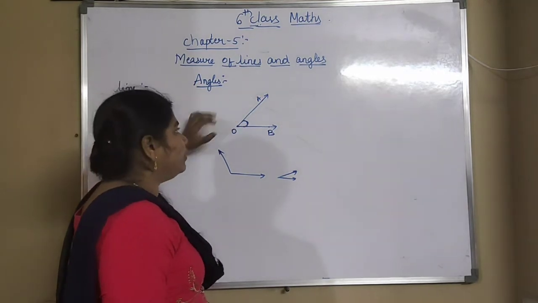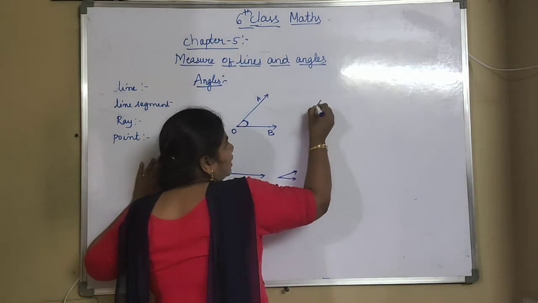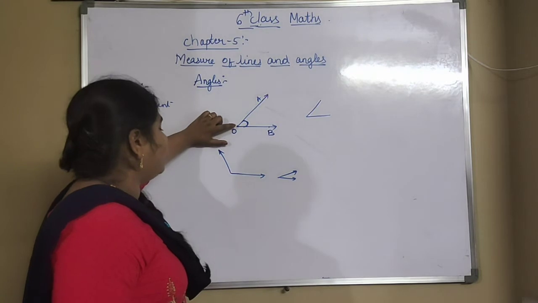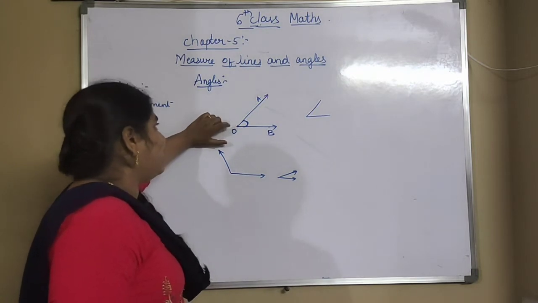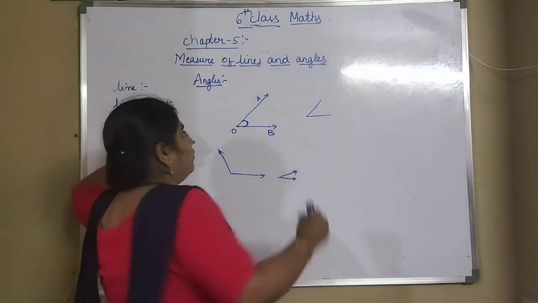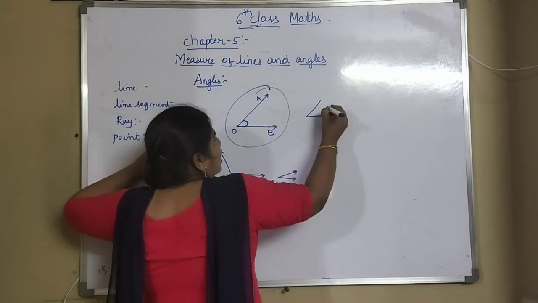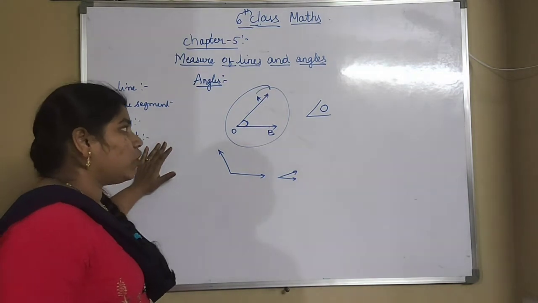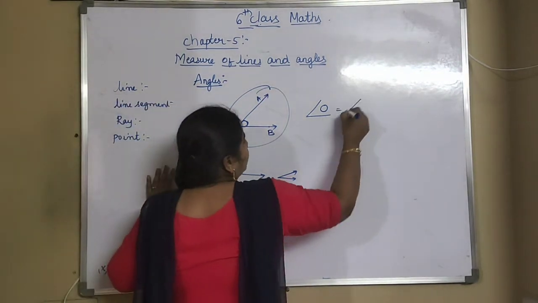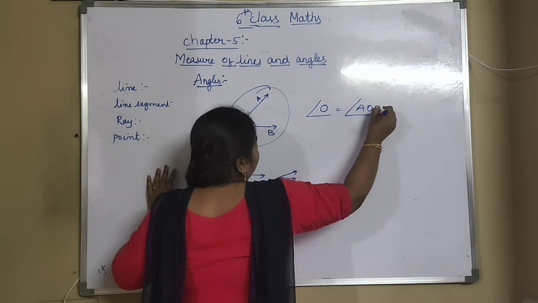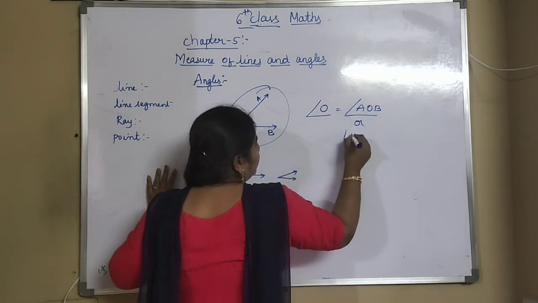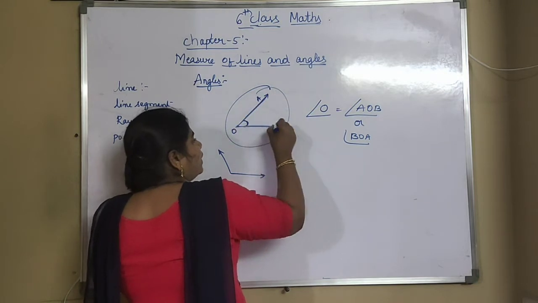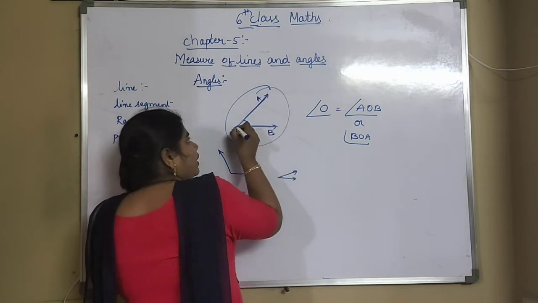So how you will denote this angle? We will denote the angle like this, with this symbol. And what is the middle alphabet near vertex? Which alphabet you are seeing? That is O. So we will call this figure as angle O. Angle O can also be written in the form of AOB or BOA.